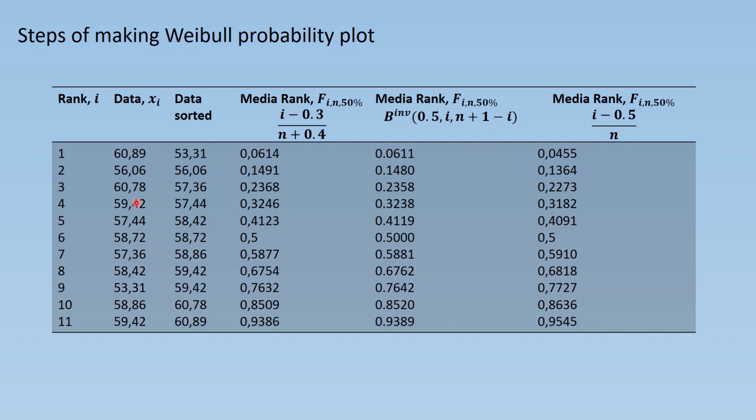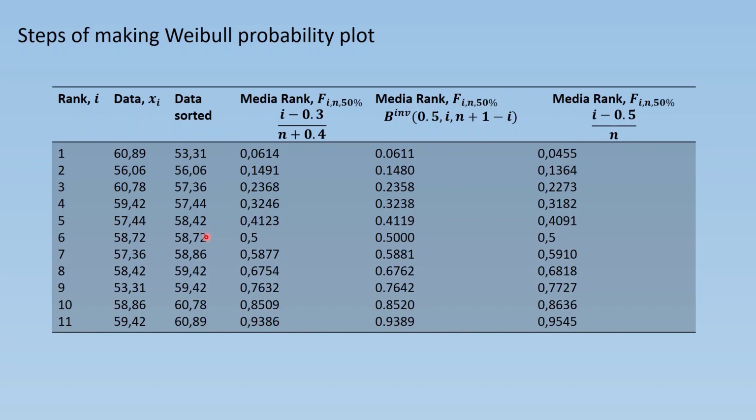All right, so now assume that you have a set of data and you want to make the Weibull probability plot. The data that I have are breakdown electric fields for certain samples. So this is 60.89 kilowatt per millimeter, the second one was 56.06 and so on. The first thing that you have to do is to sort the data in ascending order. The second step is that we want to estimate the probability of failure corresponding to each of these data.